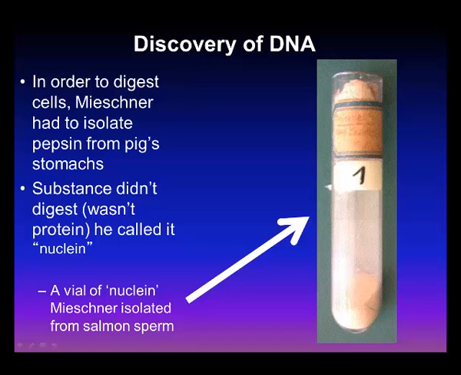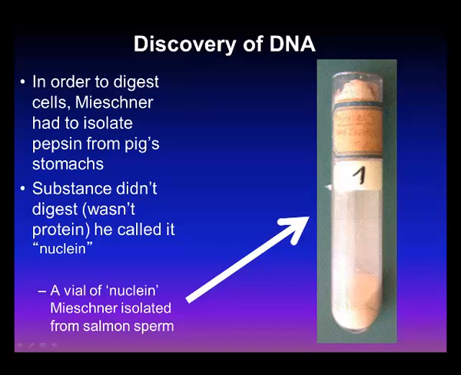This slide is showing a vial of nuclein that was actually isolated by Miescher, and he isolated it from salmon sperm. He tried working with the bandages for a while, but even then was not able to get enough high quality nuclein, and we know now that what he really got from those bandages was a crude nucleoprotein extract. So in order to get pure DNA, he had to go to a different source, and the source that he went to was actually salmon sperm.